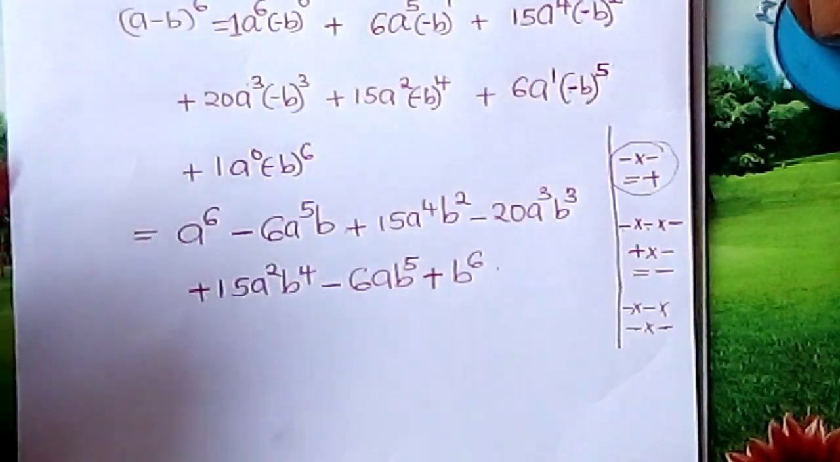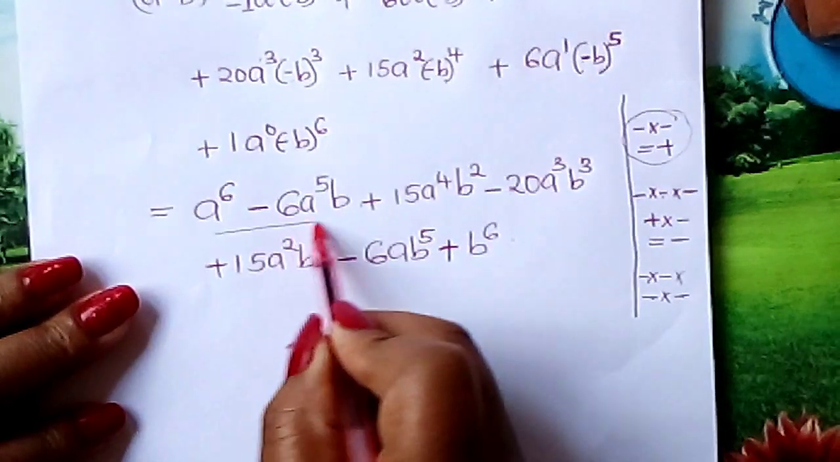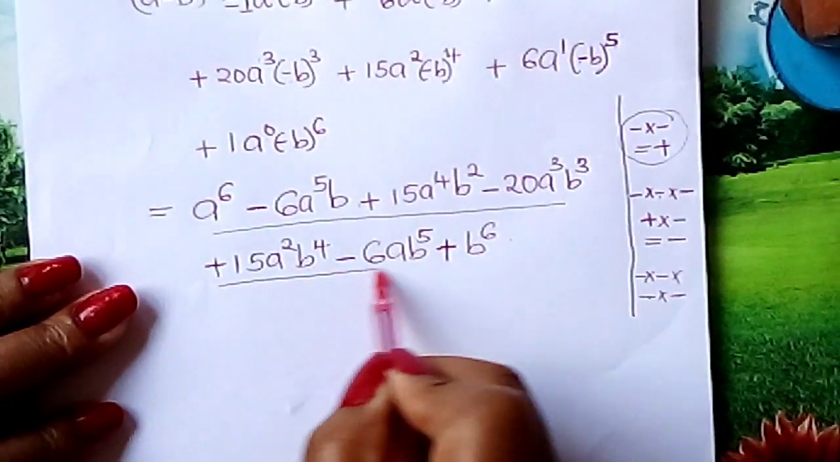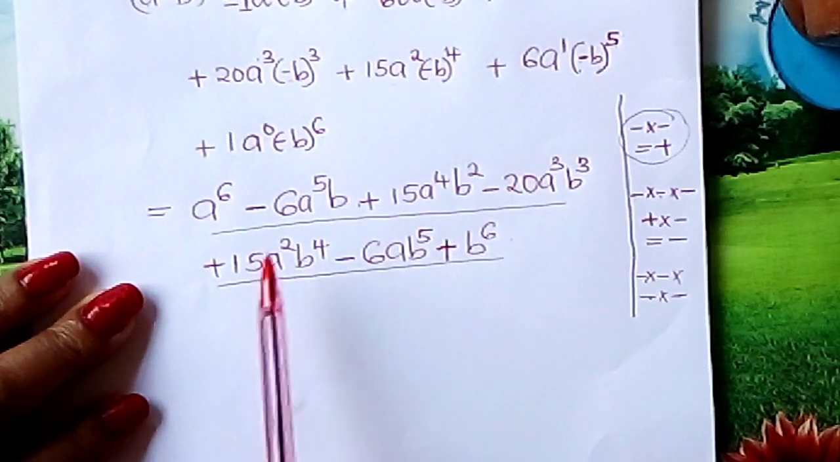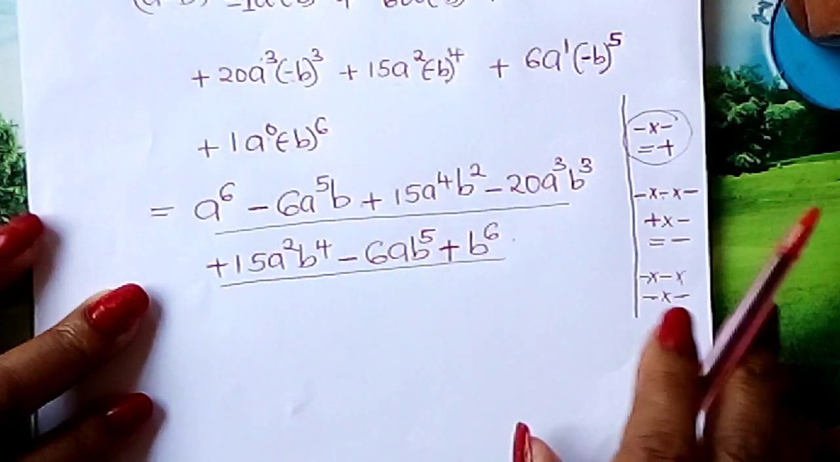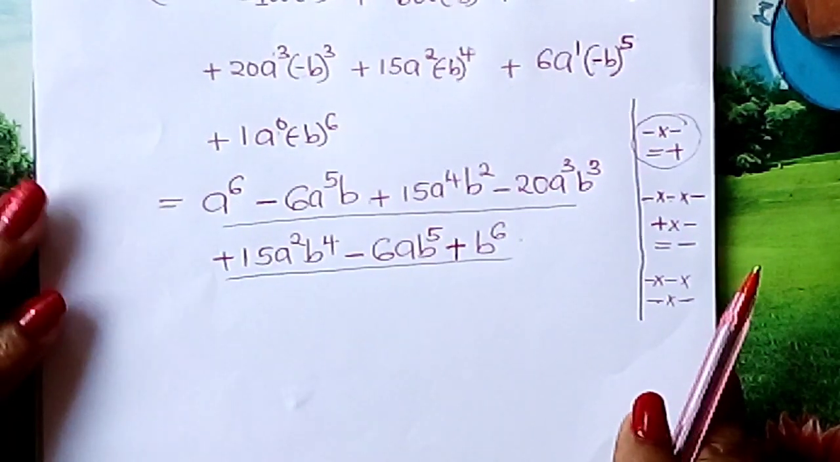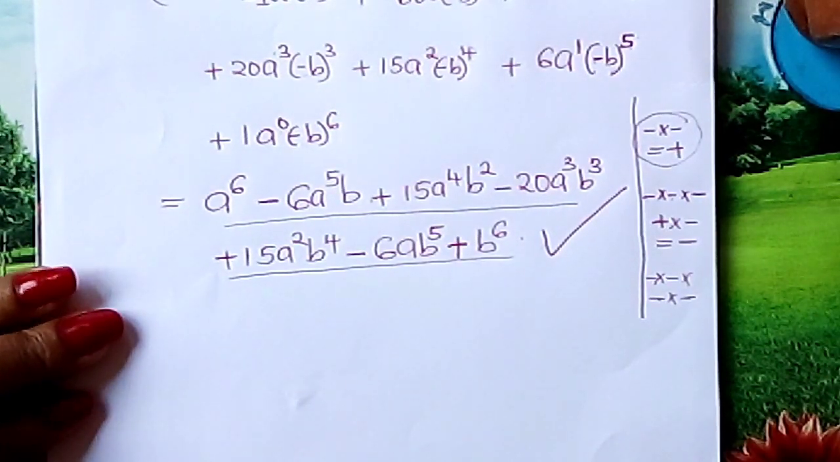I hope we have walked together in that journey of getting our expansion. So our expansion learner is like that. It has 1, 2, 3, 4, 5, 6, 7 terms. You check on the signs and you make sure that everything is okay. So this is our expansion learner.